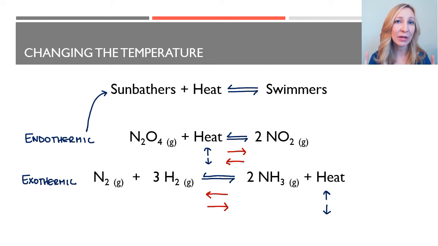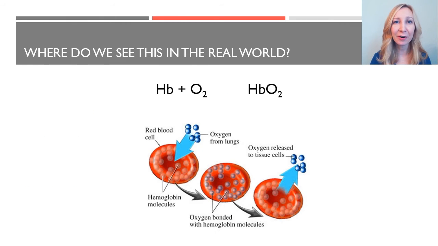The first thing you need to identify is, do I have an endothermic or an exothermic reaction? Now, where does this take place? Of course, we have to realize that this is not just hypothetical stuff that takes place in a lab far, far away. Where do we see this stuff in real life? Where do we see Le Chatelier's Principle in real life? Now, it's everywhere, but one of the easiest ways to show a real-life example of Le Chatelier's Principle is in our blood.